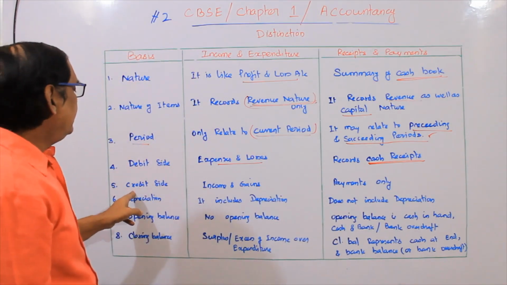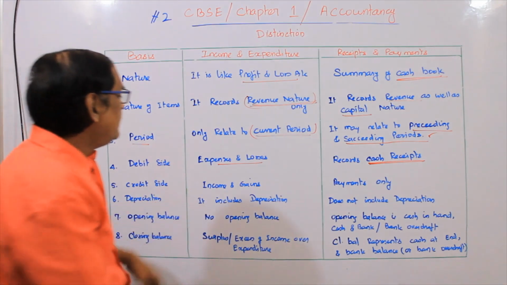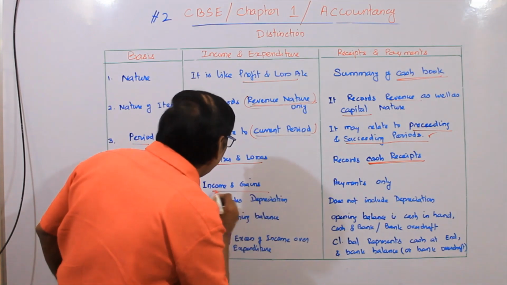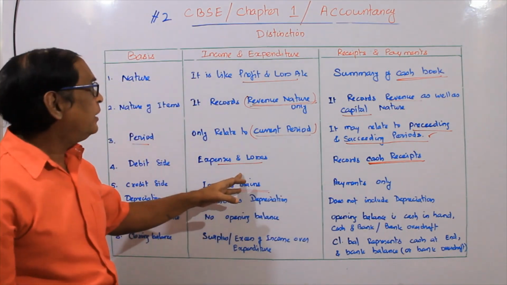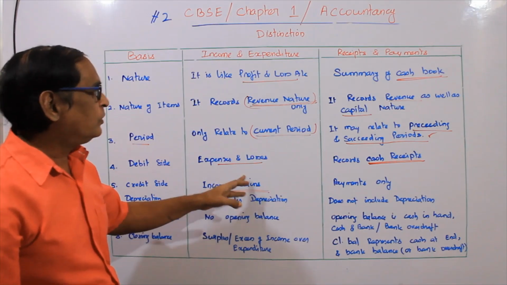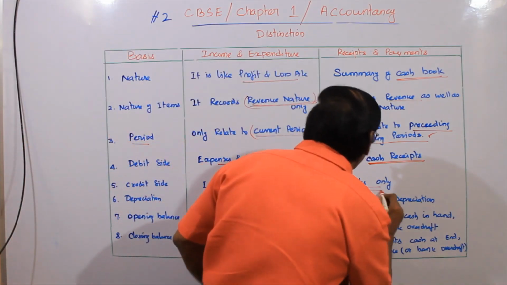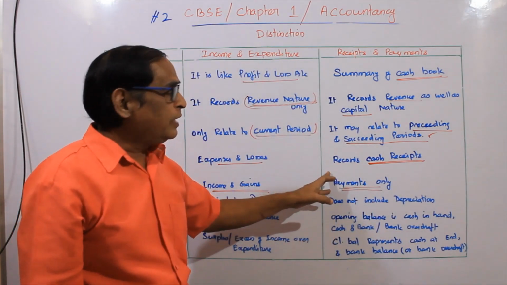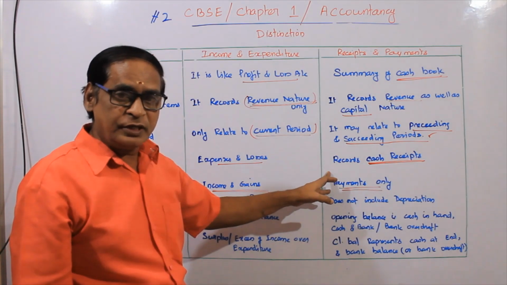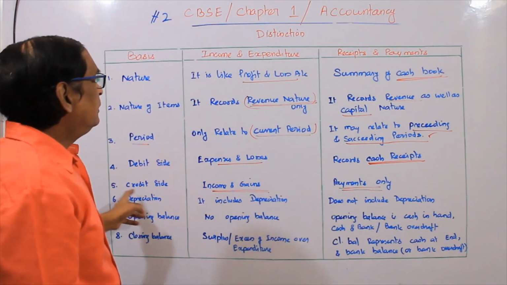And then the credit side. As far as income and expenditure account is concerned, the credit side is the income side, and incomes and gains will be entered in the credit side of income and expenditure account. In receipts and payments account, only payments. Payments means it may be revenue or capital nature. Understand? It may be entered.